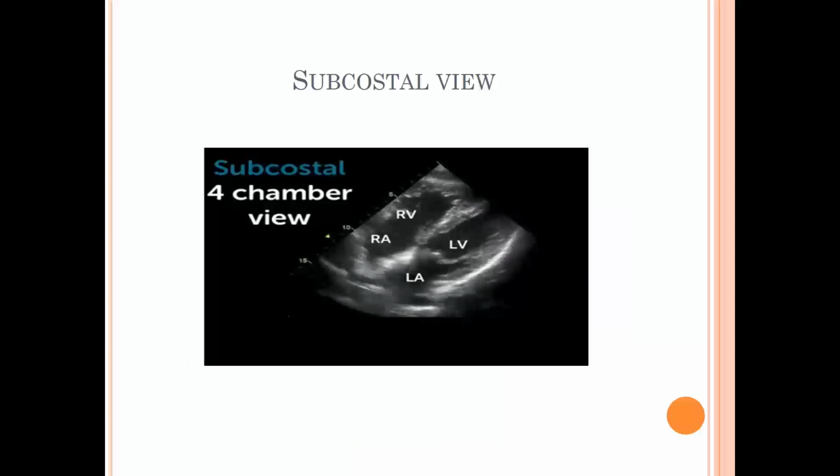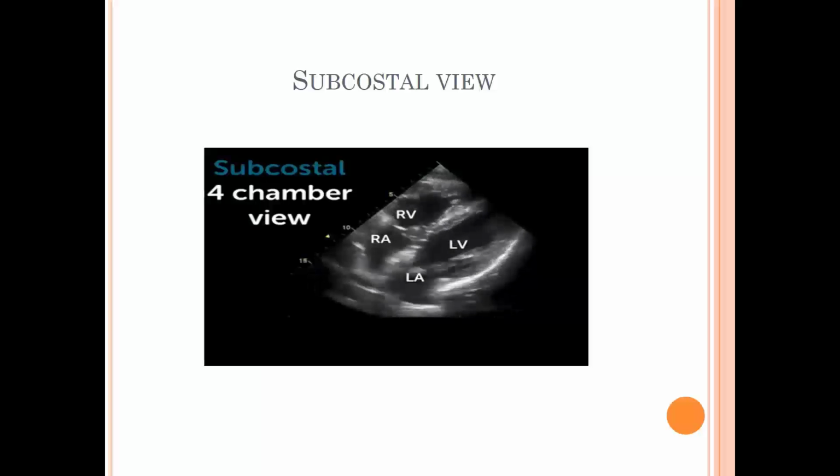I'll just show you the one in the 4-chamber view. This is a subcostal view of the 4-chamber. Again, this is the left ventricle and the left atrium, and this is the right ventricle and right atrium, and we can see just a small part of the liver tissue anterior to the right side.